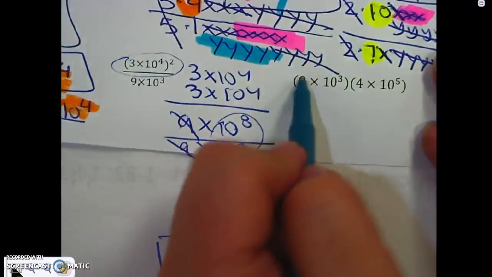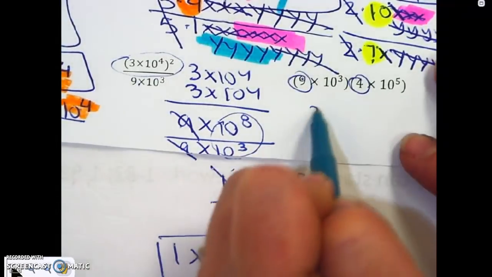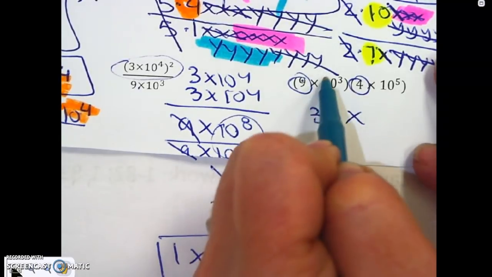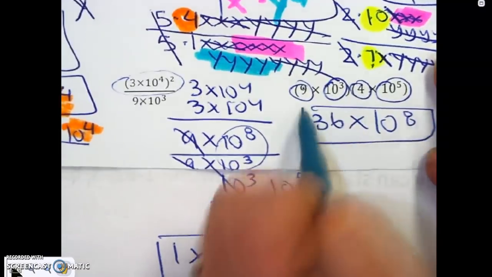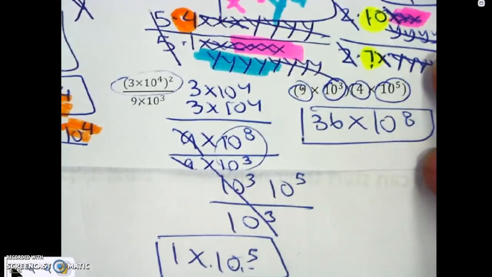Let's do this one. Just multiply. 9 times 4, 36. If I have 3 and I have 5, I have 8. Those are your notes, okay?